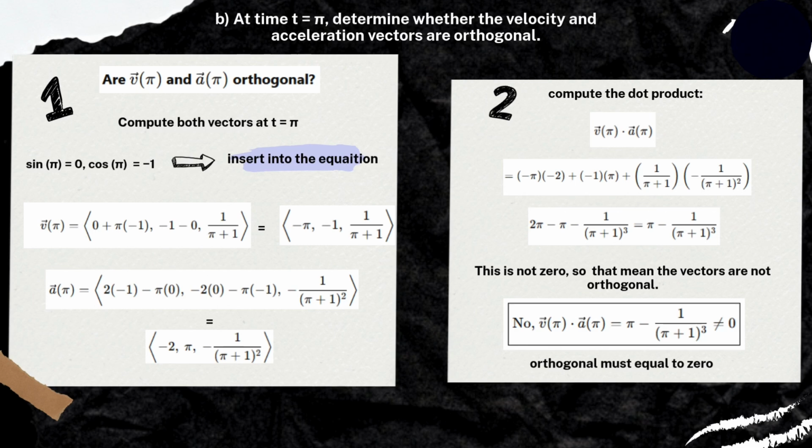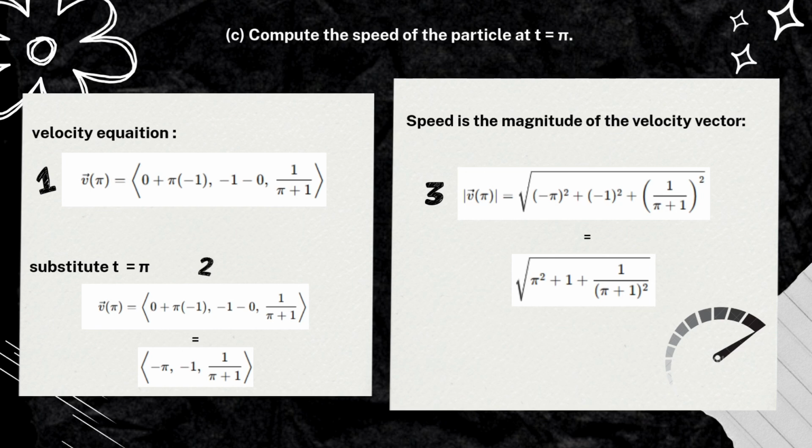So the dot product we get is not 0, which means the vectors are not orthogonal to each other, because we know orthogonal vectors must have a dot product equal to 0. Now let's move on to question C.